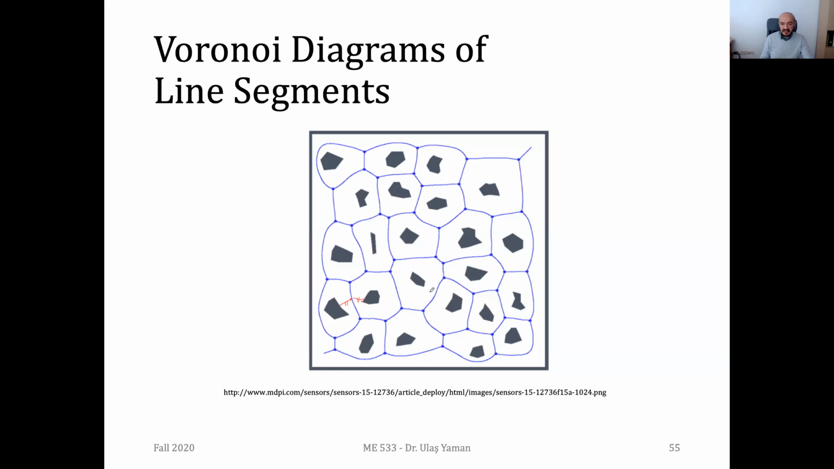And by using such kinds of Voronoi diagrams, we can always generate a motion path for a robot or a vehicle and try to find the shortest path or the safest paths.